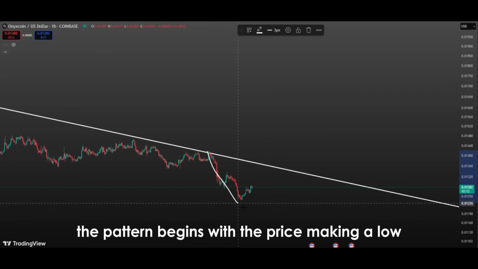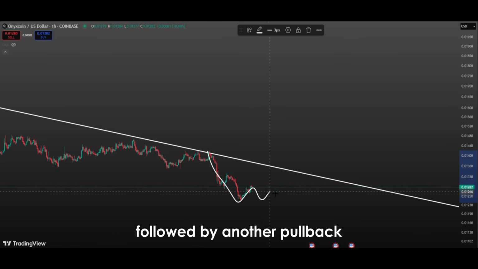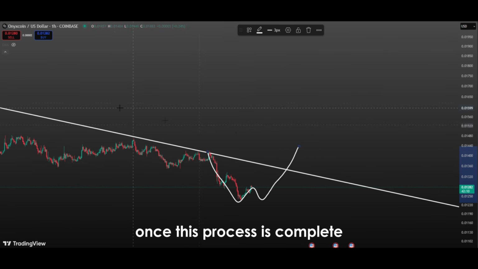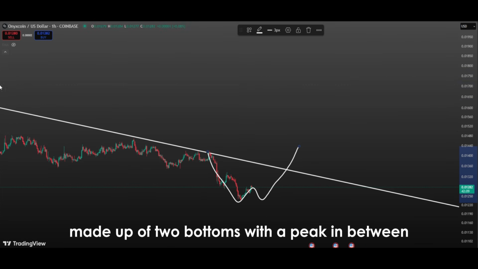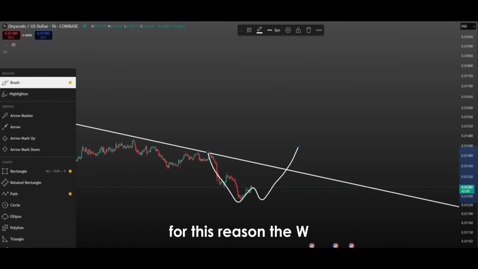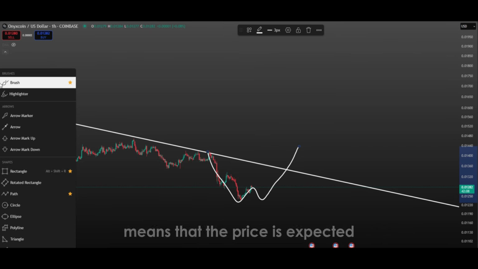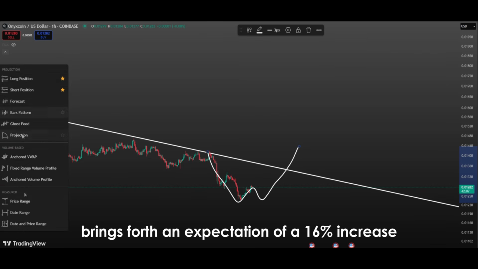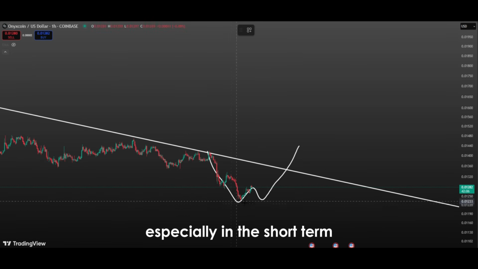At its core, the pattern begins with the price making a low, then rising by a certain degree, followed by another pullback forming a second low, and finally moving upward again to break above the first peak. Once this process is complete, the image that emerges resembles the letter W, made up of two bottoms with a peak in between. For this reason, the W pattern is often also known as the double bottom pattern. The formation of such a structure means that the price is expected to return to where it started, which in this current scenario brings forth an expectation of a 16% increase. A 16% rise is a fairly strong and satisfying gain potential, especially in the short term.